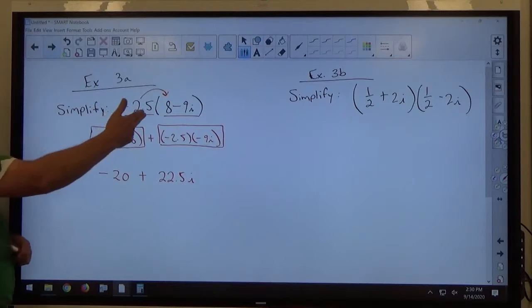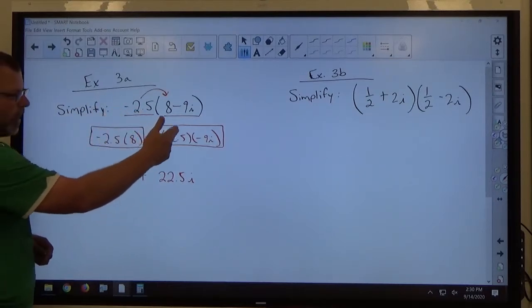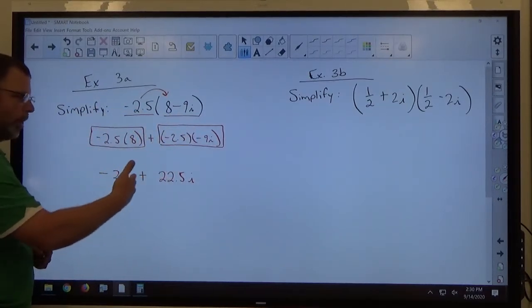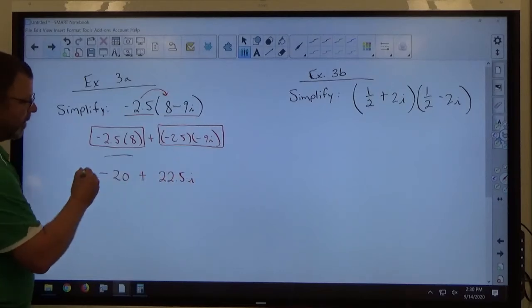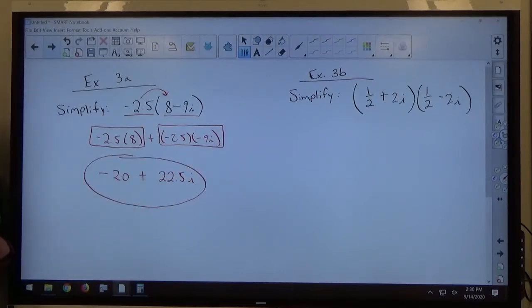So real times real made a real. Real times imaginary made imaginary. Real, imaginary order. That is the final answer to that simplification. Just basic distributive property going on. Nothing weird happening in that one. Okay, so let's move on to the second one and let's see what weird looks like.